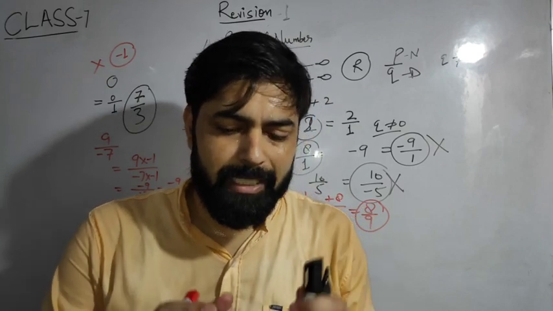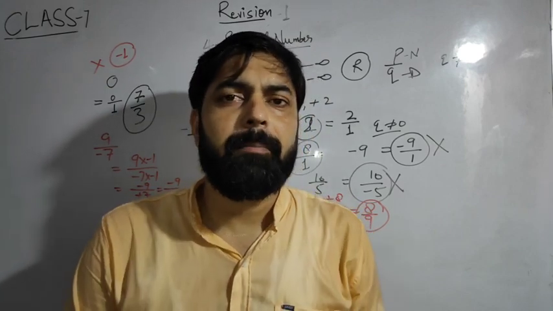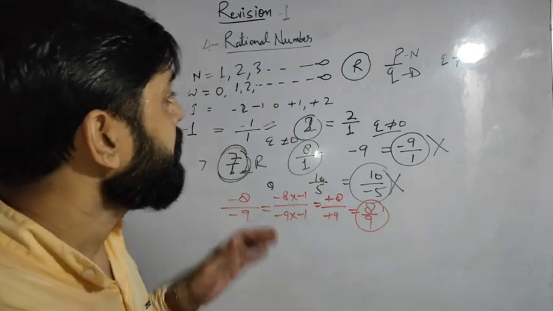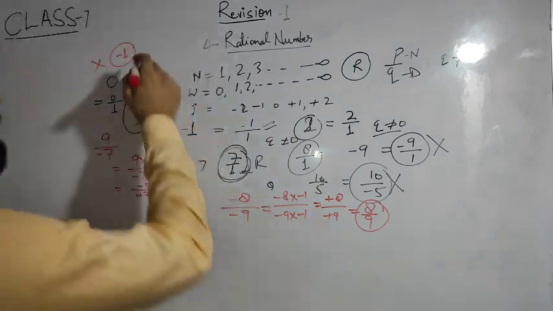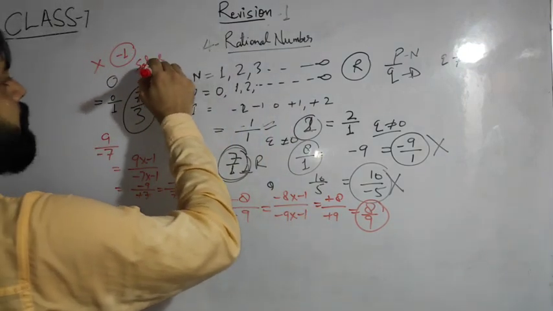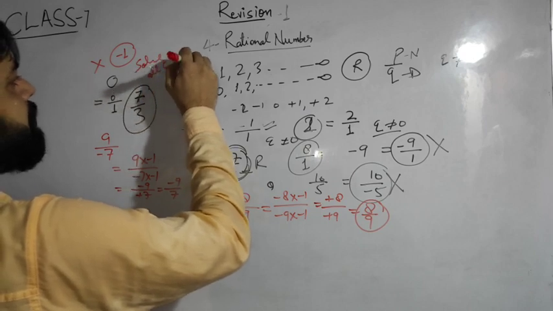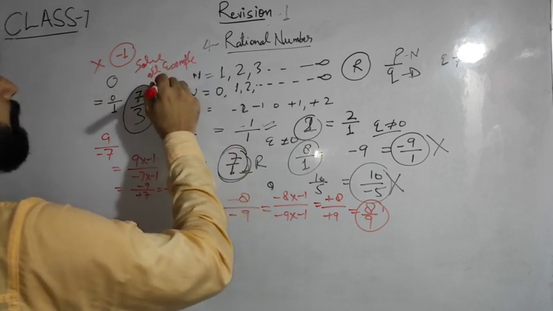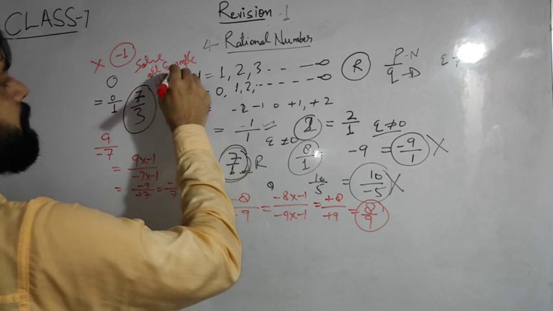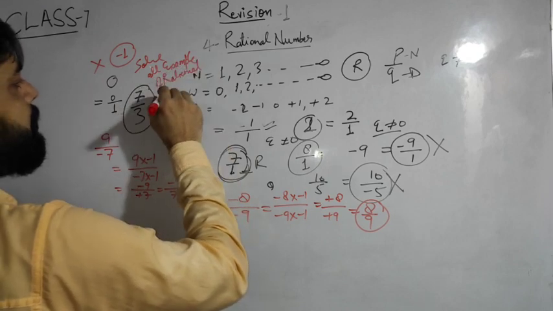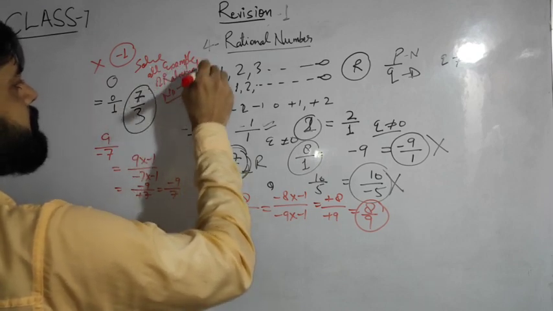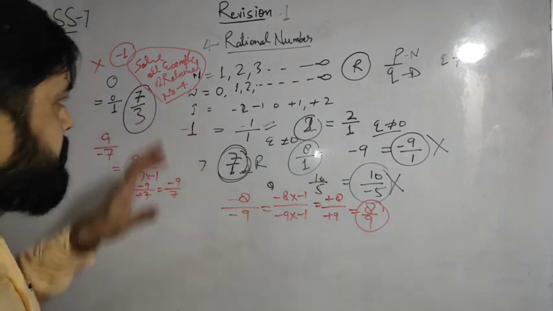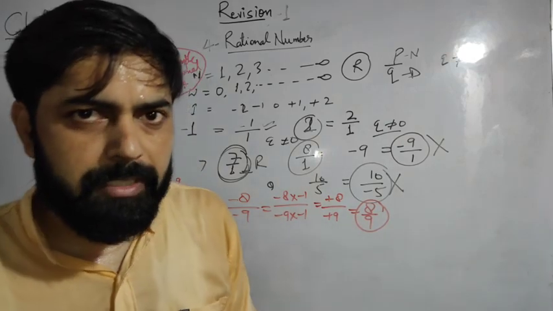So students, today's homework: you revise and solve all the examples of the rational number, chapter 4. So this is your homework.